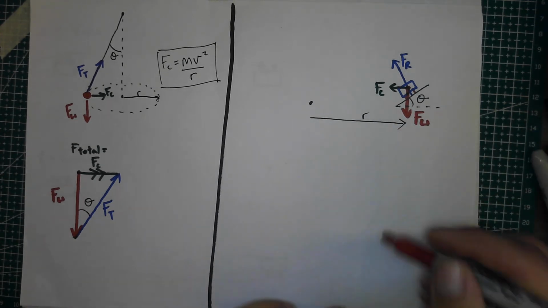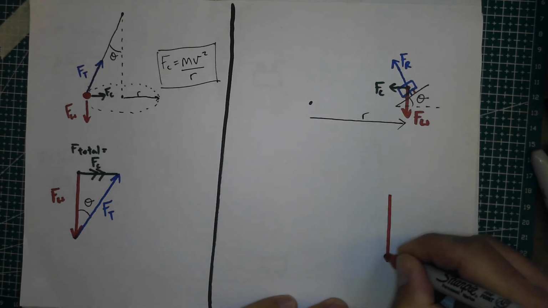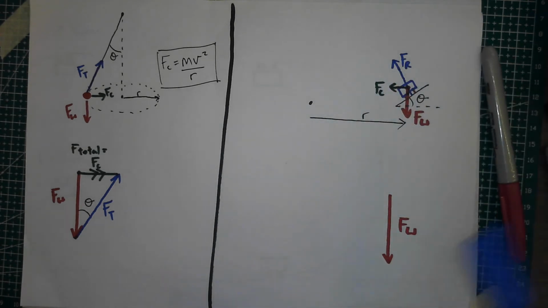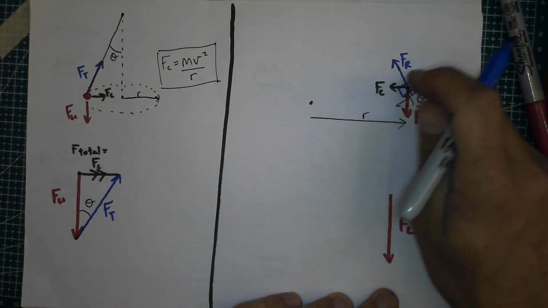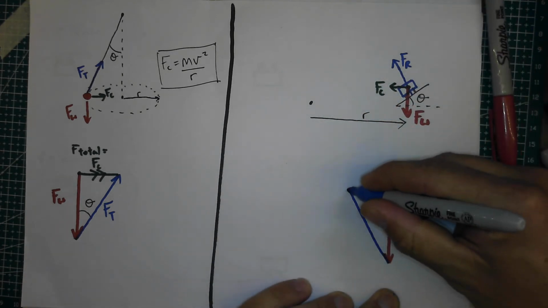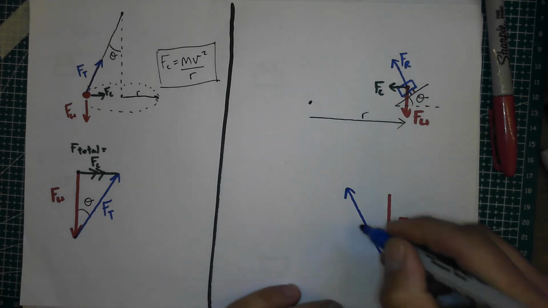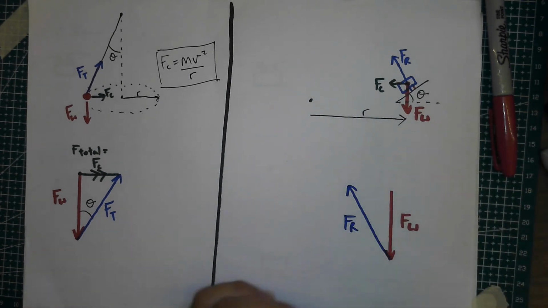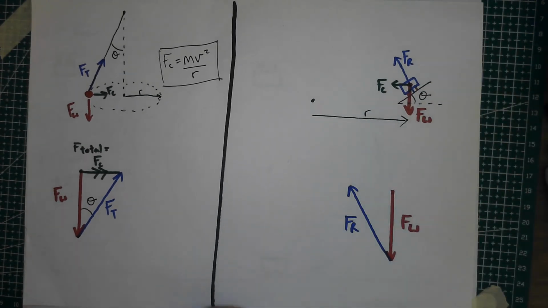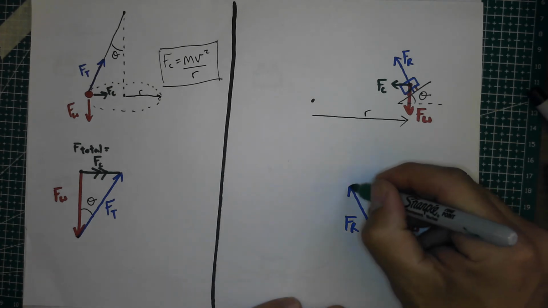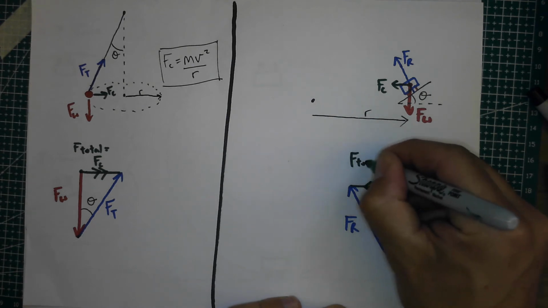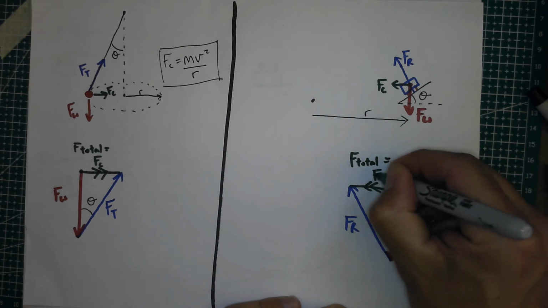So we have the weight force acting vertically downwards, and we have this reaction force, which is acting up at right angles to the surface of the road or the mountain bike track. And again, I know that these forces must add to give a horizontal total force, which is the centripetal force. Okay, so if I add these two together, here is the total force, which is the centripetal force.